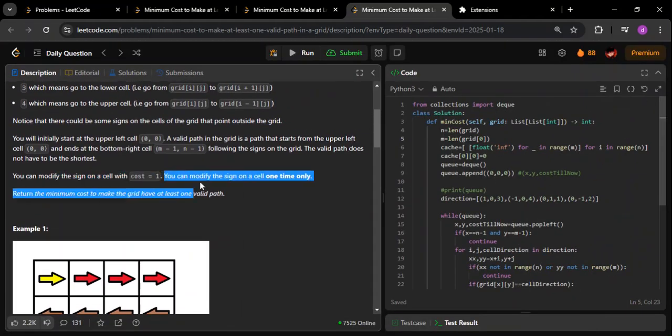You can modify the sign of a cell only one time. Always remember, only once you can modify the sign of the cell, throughout one path. So return the minimum cost to make the grid have at least one valid path. So the ultimate aim is to reach the bottom right cell from 0 comma 0, such that we follow a path which incurs the minimum possible cost. So this is the question.